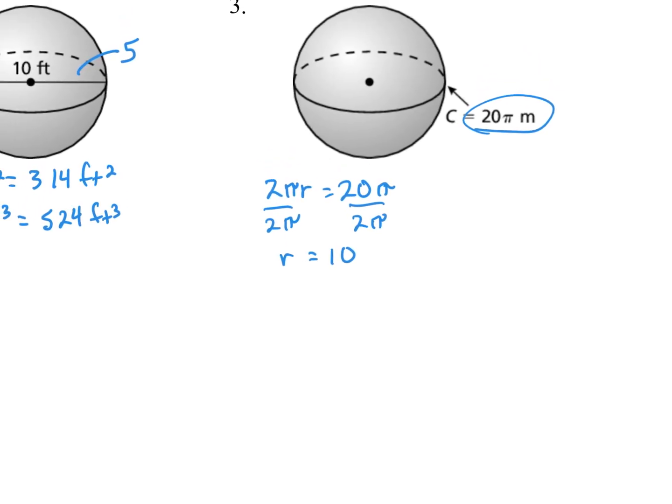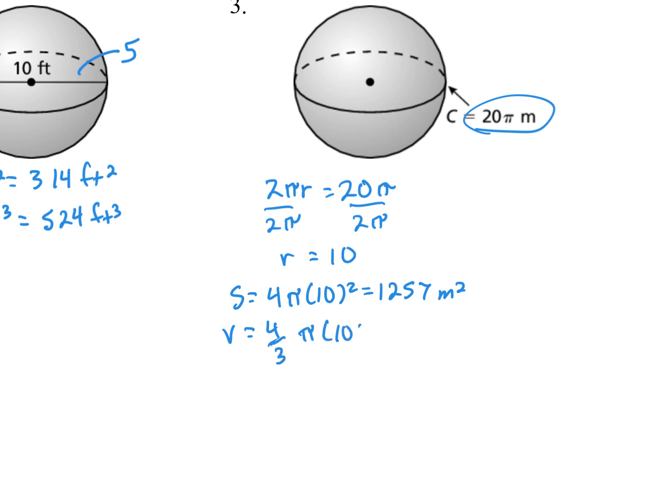Plug that into our formulas. So the surface area is 4 times pi times 10 squared. Gives us about 1,257 meters squared. Volume is 4/3 times pi times 10 cubed, and that is 4,189 meters cubed.